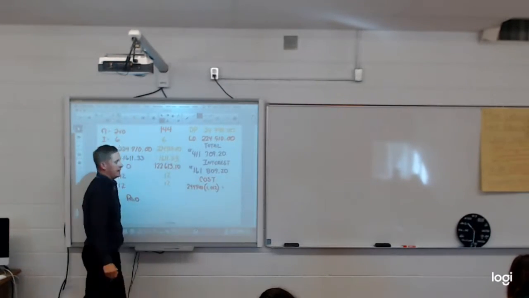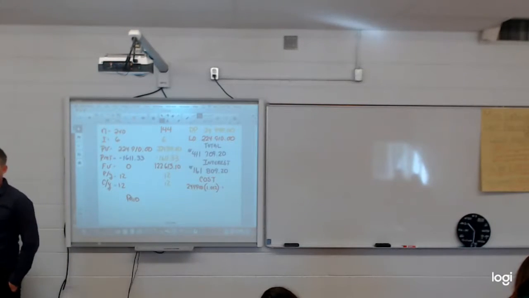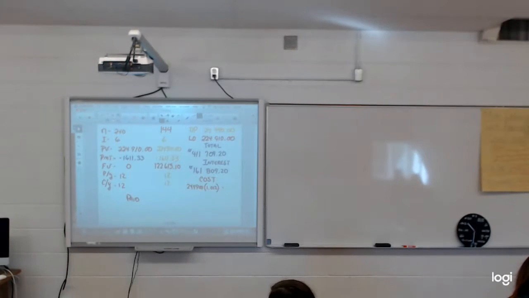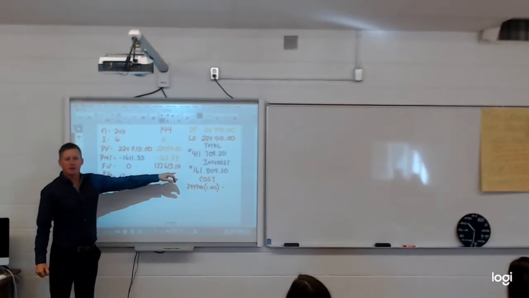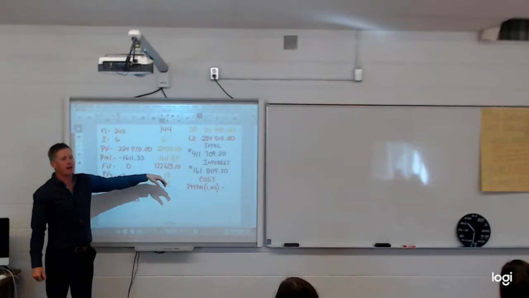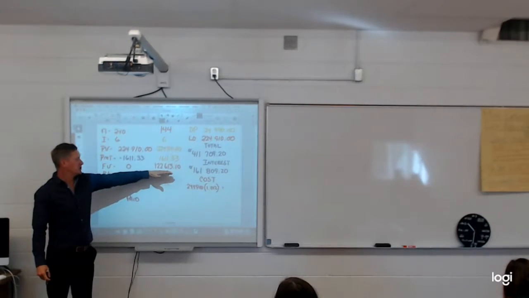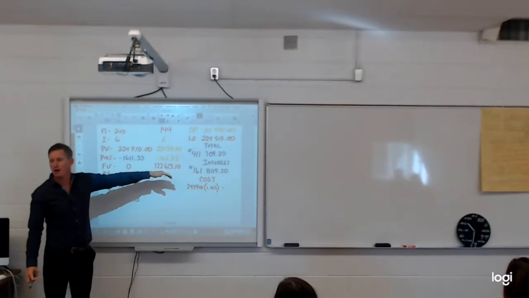$122,613.10. Okay? You all need to be doing this on your calculator. You have to be involved here. I need you engaged. Okay? So, what's left owing? She's made 144 payments now. She still owes $122,000 on the house.